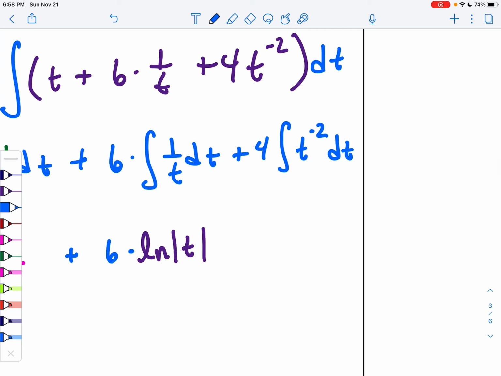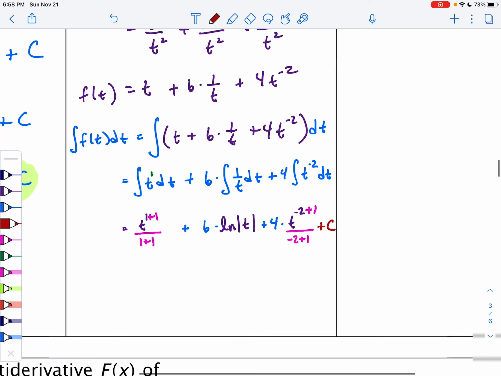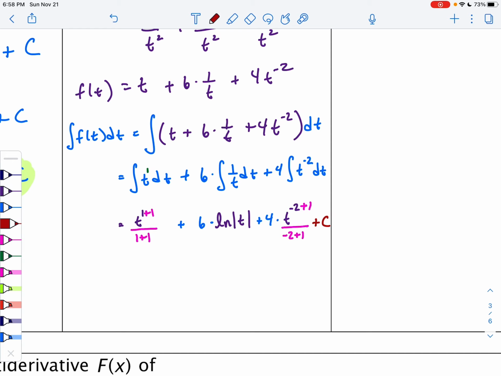We continue with 4, and we still have t to the negative 2. So we can say this is t to the negative 2. We're going to add 1 to that exponent and divide by that same exponent. And then finally, we don't want to forget to add plus c.